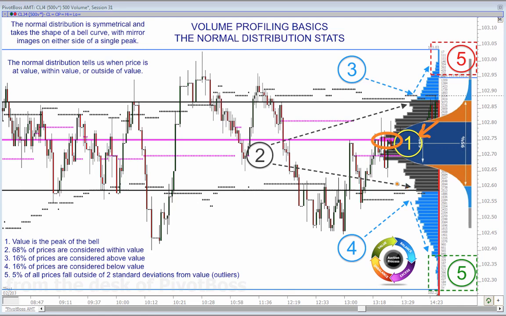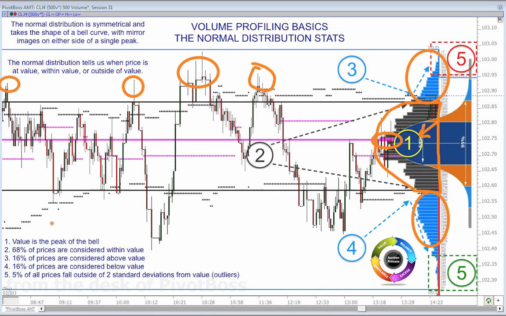Number 2, 68% of all prices, again, fall within the value area. That's the bulk of the profile. That's the population density. That's also acceptance. 16% of prices are considered above value, and 16% of prices are considered below value. This is where you have the best opportunity to trade, outside of value.